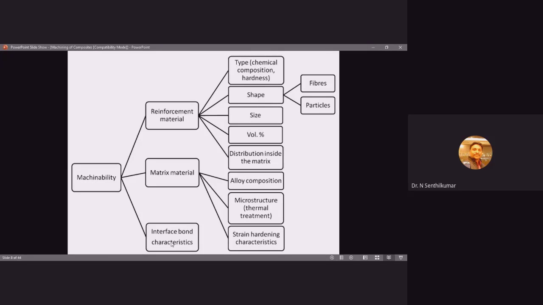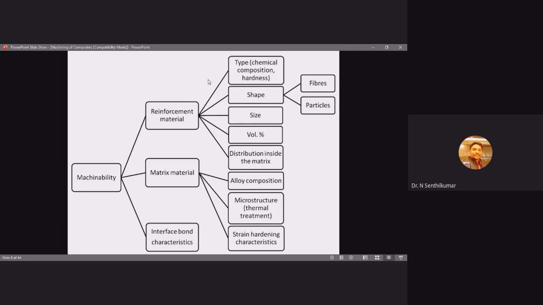The reinforcement phases depend on the type and the chemical composition: SiC, B4C, TiC, TiO2, BN, Si3N4, WC. So what is the chemical composition and what is its corresponding hardness? That's very, very important. Then we have the shape, whether it is micron shaped or nano shaped, whether it is particulates or whiskers, whether it is fiber or what it is.